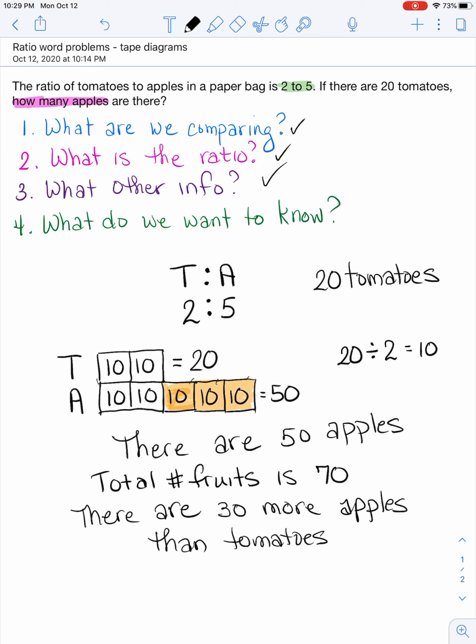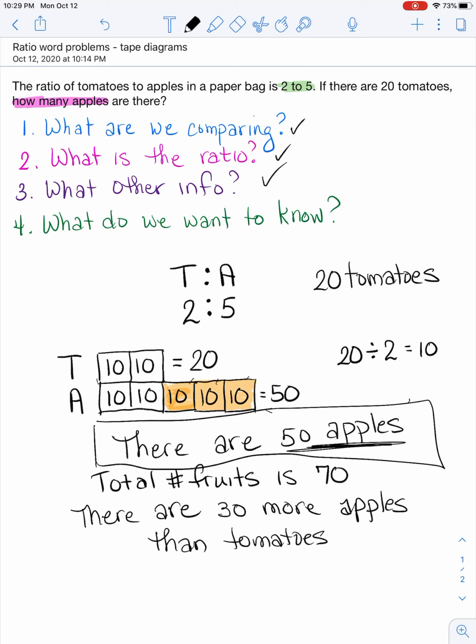And those are all the things that we can answer just from this one tape diagram. And so that makes it extra important to put our answer in either a sentence or a phrase, but to have the label so that everyone knows that we know what question we are answering.